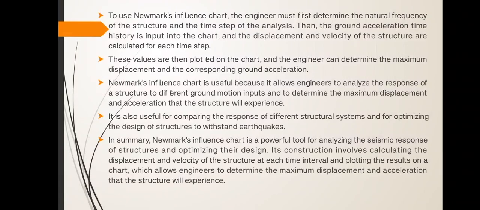In summary, Newmark's influence chart is a powerful tool for analyzing the seismic response of structures and optimizing their design. Its construction involves calculating the displacement and velocity of the structure at each interval and plotting the results on the chart, which allows engineers to determine the maximum displacement and acceleration that the structure will experience.